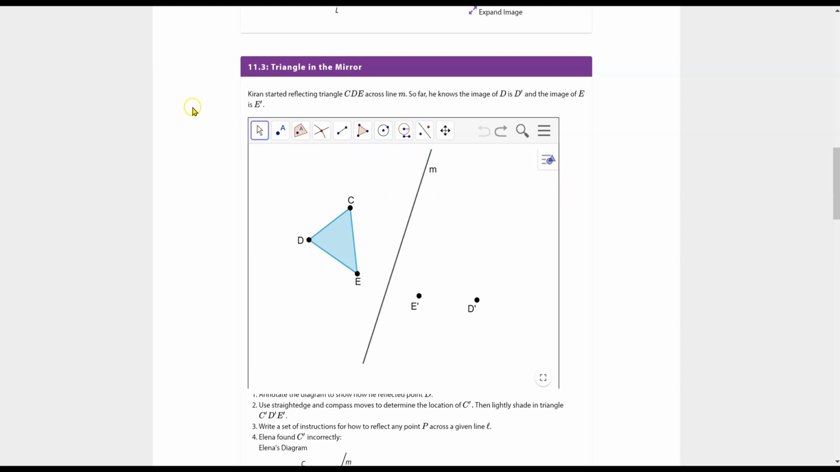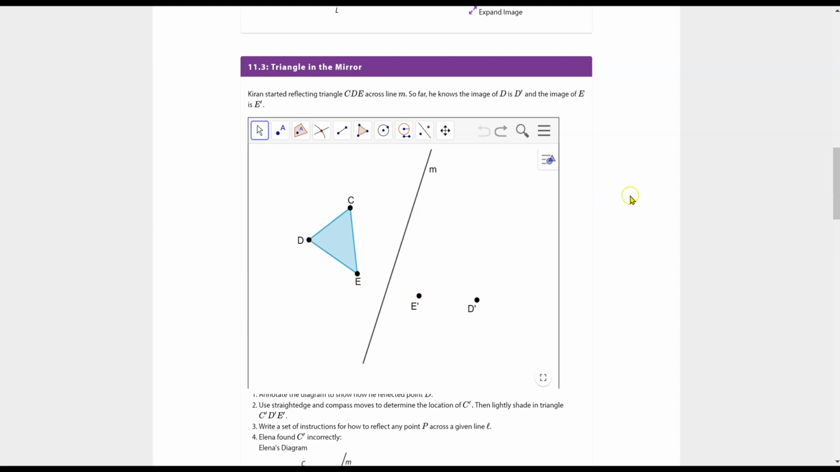But it says Kieran started reflecting triangle CDE across line M. So far he knows the image of D is D prime. That's what that little mark means, D prime. And the image of E is E prime.